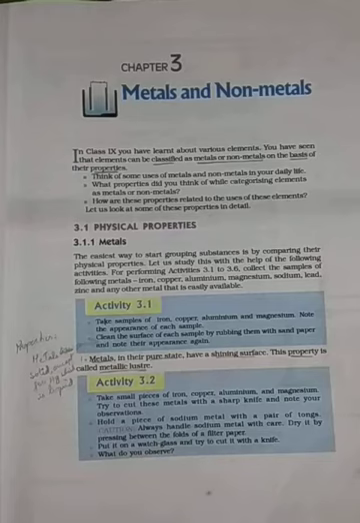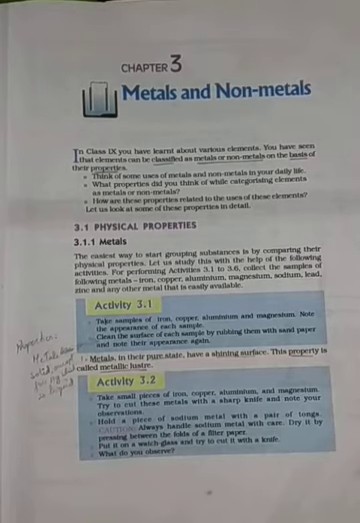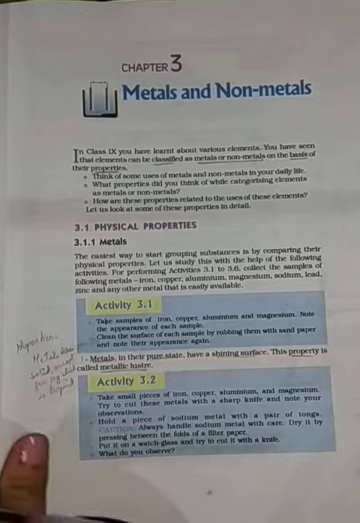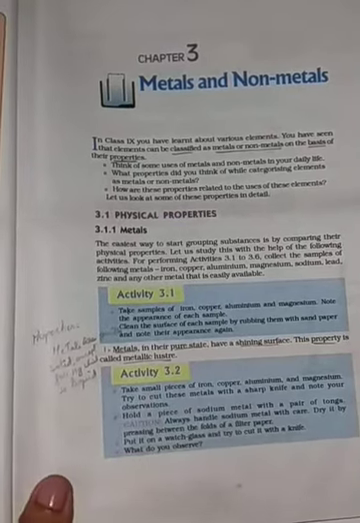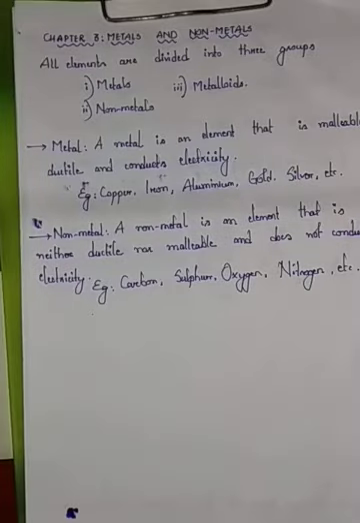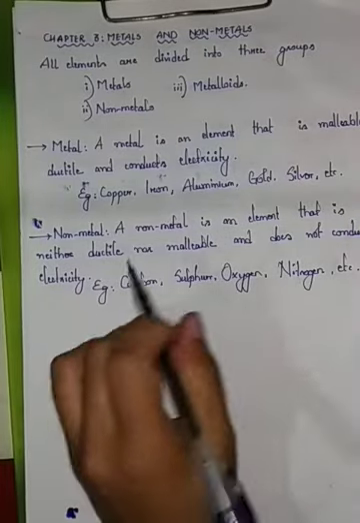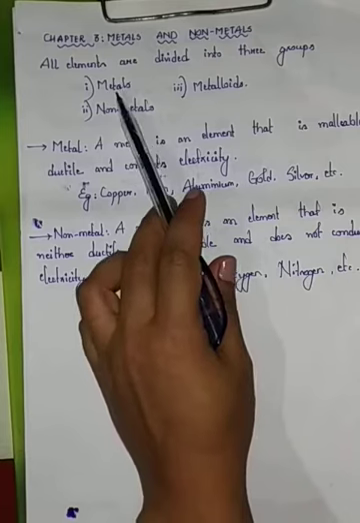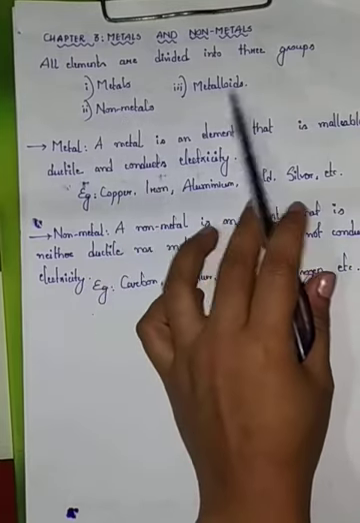Hello everyone, in this video I'll be explaining metals and non-metals of class 10 science, that is our chapter 3. In this chapter we will be studying the physical and the chemical properties of metals and non-metals. On the basis of their physical and chemical properties, all the elements are divided into three groups. That is, we have our metals, non-metals, and then metalloids.